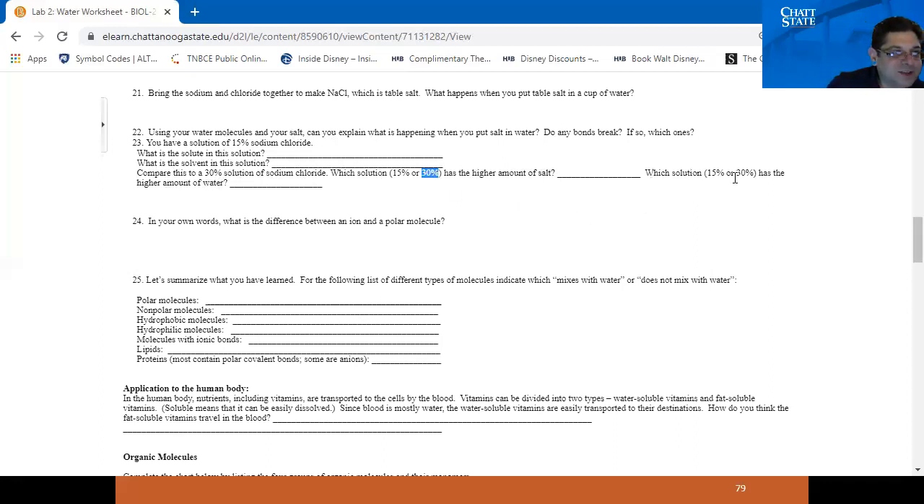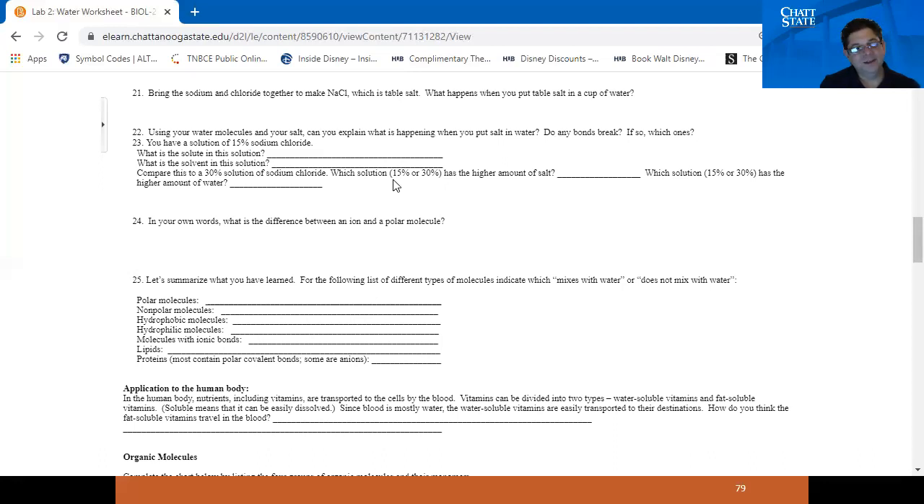So which solution, 15 or 30, has a higher amount of water? That's a little tricky, isn't it? The 15. Very, very good. Here's the math of it. When they label a solution, they're not going to tell you the concentration of water, because it's a given. All these concentrations are always going to be the solute concentration. So if you hear a 10% solution here, a 20% solution there, a 55% solution there, that's all solute.